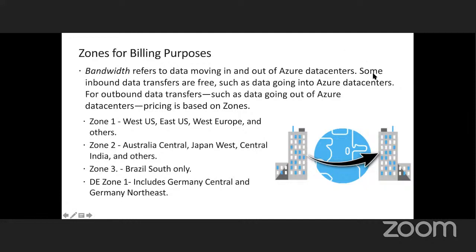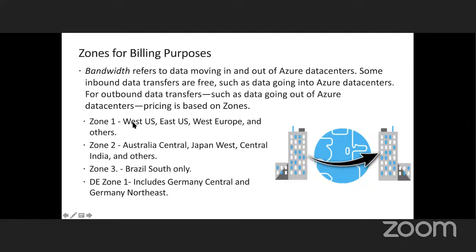More than 60. More than 60? More specific? 64 plus. Okay, 64 plus, right? So this is not a region. This is not an availability zone. It may be confusing because the name is zone, but it's not an availability zone, right?